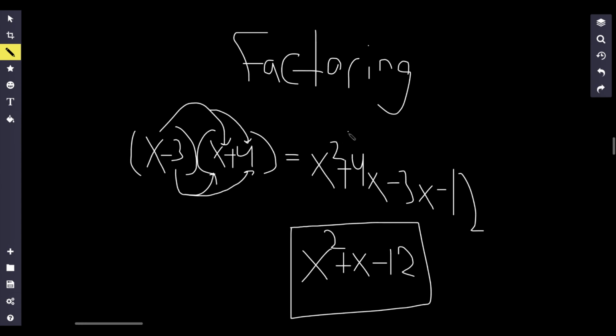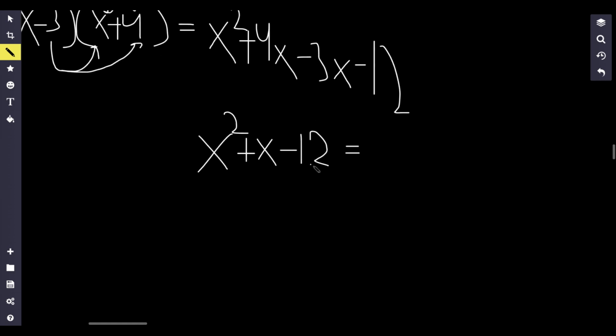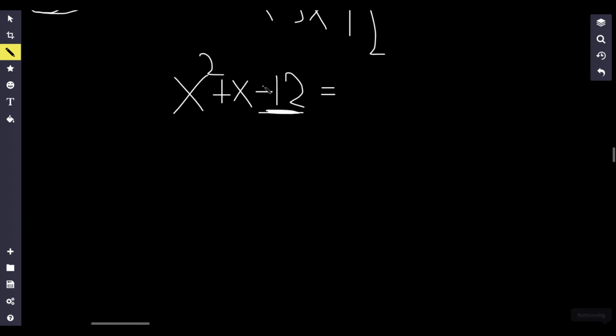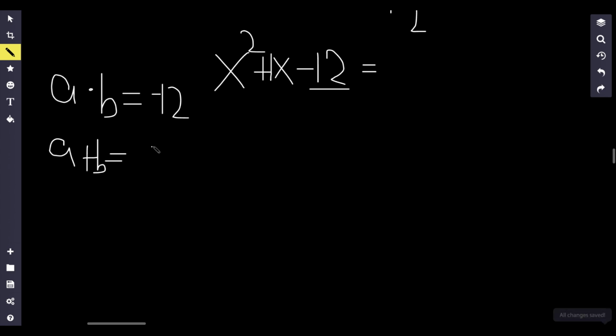Now, what you do in factoring is basically look for two numbers that multiply out to be the last term, or the constant. So what two numbers multiply out to be negative 12 and add up to be the coefficient of the x term? In this case, the coefficient of my x term is 1. So once again, I'm trying to find two numbers that multiply to equal the constant, and add up to equal the coefficient of the x term, which is 1.